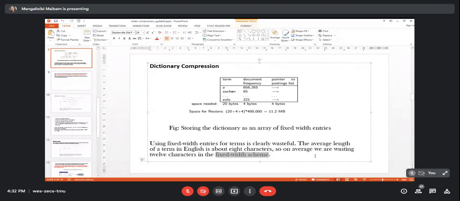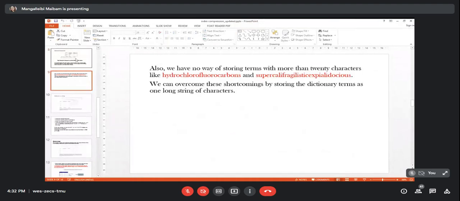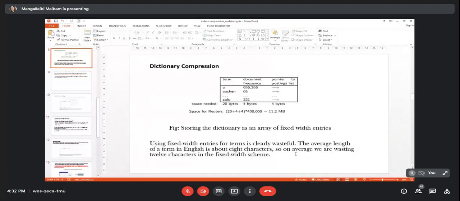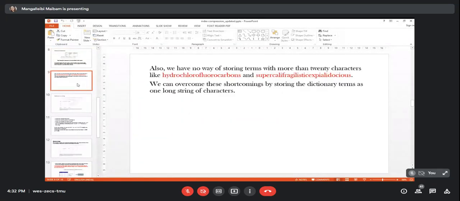What is another disadvantage? That is one disadvantage, wasting the memory. Another disadvantage is that in some cases there are terms with more than 20 characters. In that case, we cannot store the words. For example, hydrochlorofluorocarbons is more than 20 characters, so we cannot store this. And this one is very long to pronounce.